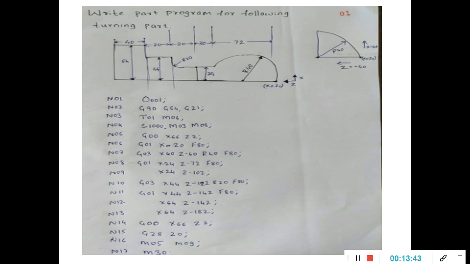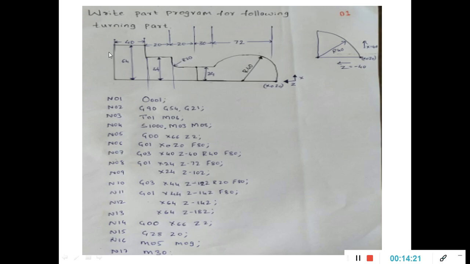And next your tool must be moved from this point to this point. That is also linear interpolation G01. So no need of writing G01 every time if all belongs to G01. So the coordinates of the last point are X is 64 and Z is minus 142 minus 40, minus 182. Now your profile has been cut and your tool is at this position. All the profile has been turned on the workpiece.